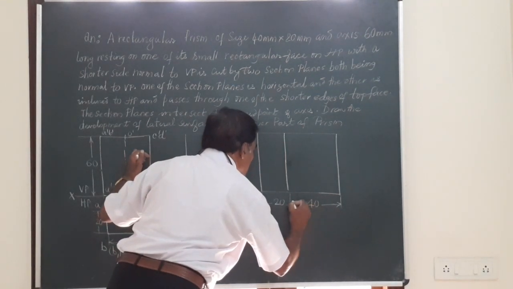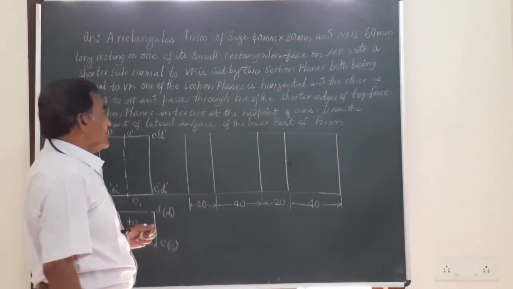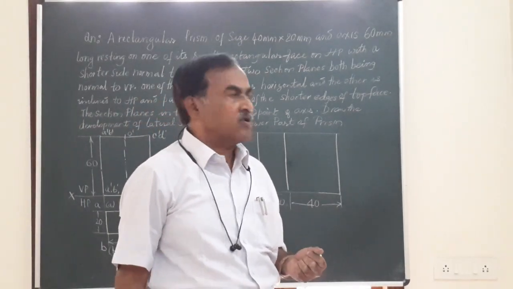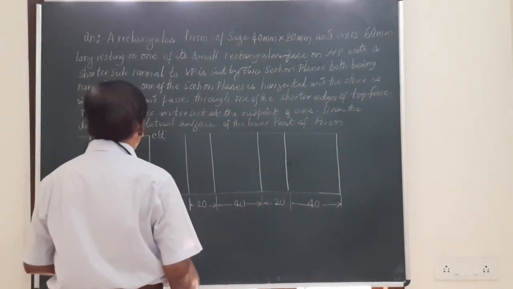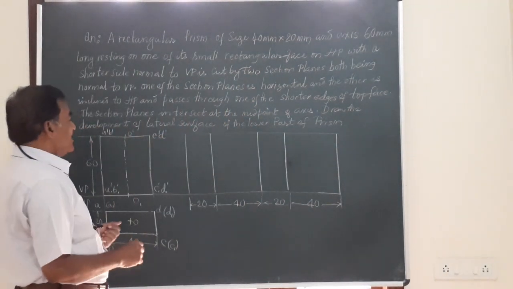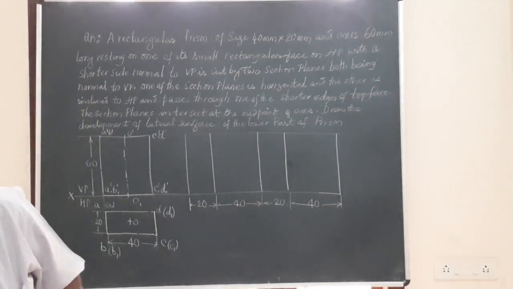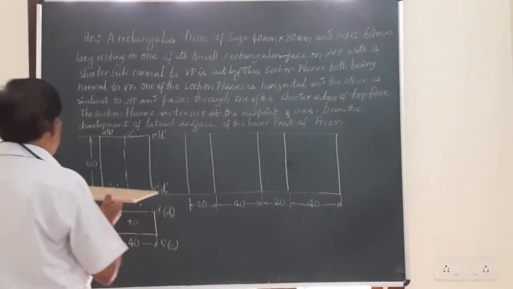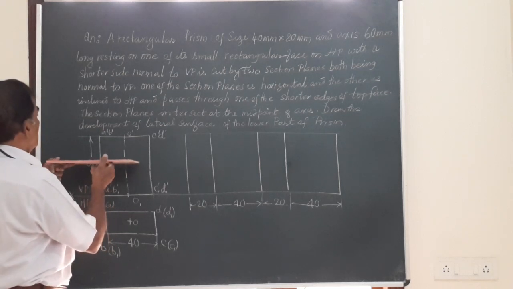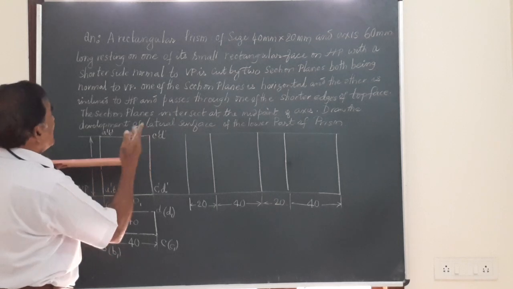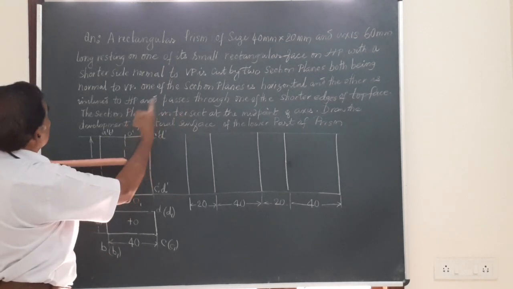See, unlike the previous sessions where you used to have only one section plane cutting the solid, in this he says this object is being cut by two section planes. Suppose this is a section plane. He says this is the solid. One is horizontal, and the other is inclined at an angle, he does not give the angle.